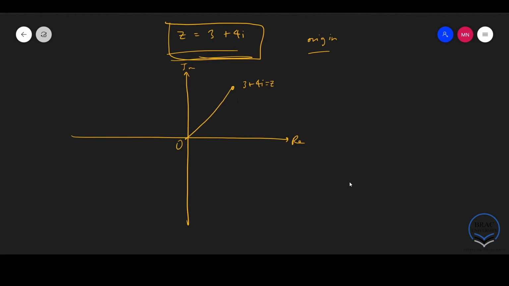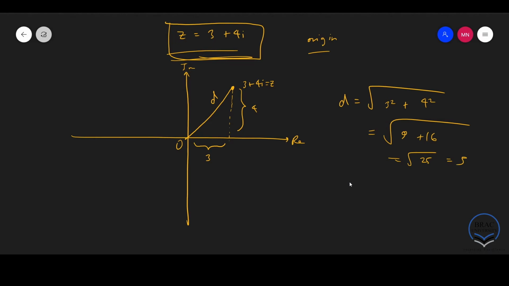So the distance from the origin to this point will be just the length of this line, right? This is my origin. Now what we can easily do is construct a right triangle like this, and if we know this horizontal distance and this vertical distance, then we can use the Pythagorean theorem to find the distance between these 2 points, right? And we can see that this will be 3 units and this will be 4 units, right? So the distance will be equal to square root of 3 squared plus 4 squared, and that is equal to root 25, which is 5. So this length is 5 units, right?